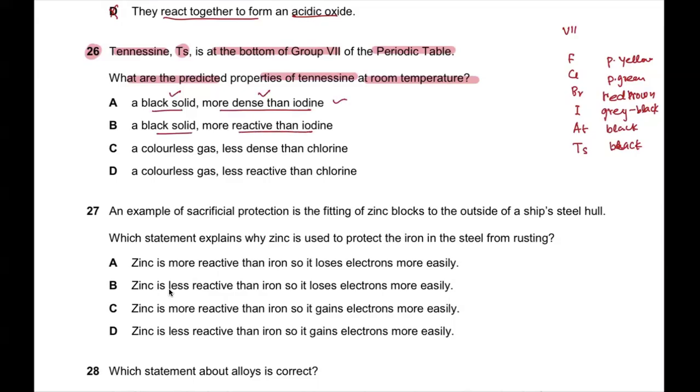Black solid, more reactive than iodine. More reactive than iodine is not correct, because down group 7 the reactivity decreases. That's what we have studied. A colorless gas doesn't make any sense, so it goes wrong. So we are left with only option A. So option A is the correct answer.